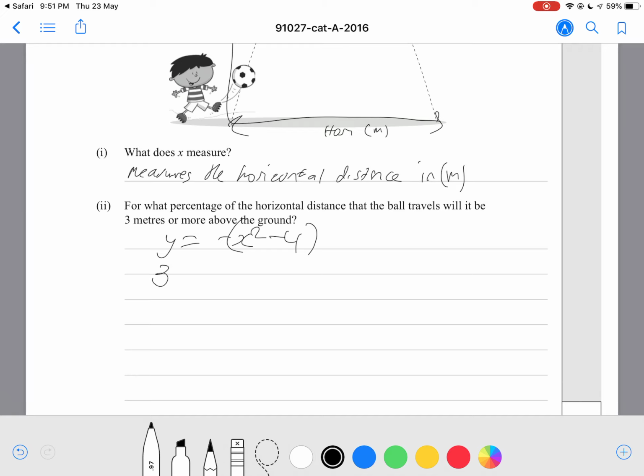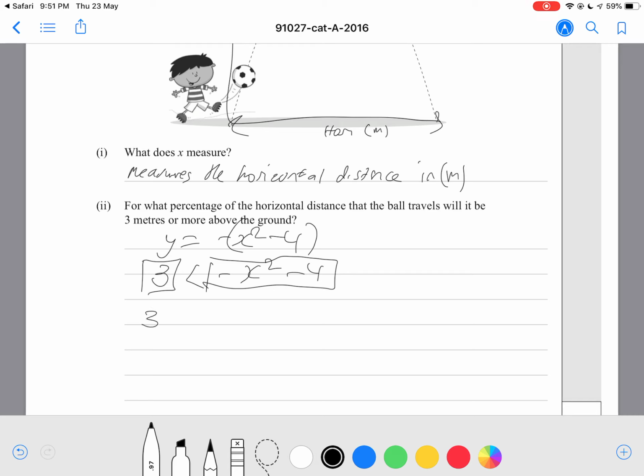So basically, we're going to say 3 is greater than negative x squared minus 4x, because you want the ball to be higher than 3 meters. Sorry, it's the other way. So we want this equation over here to be more than 3 meters. Okay. So we want the ball to be higher than. So when will the ball be higher than 3 meters?